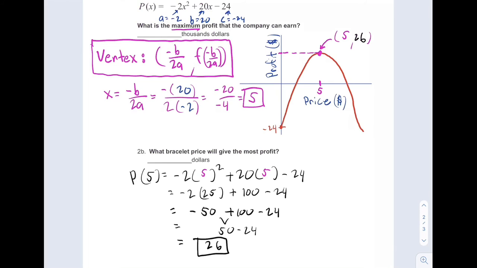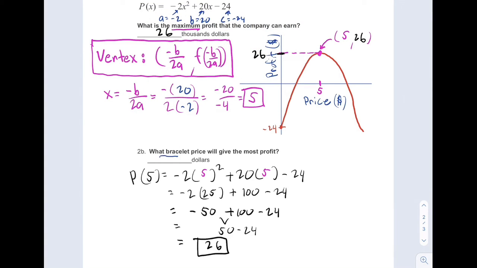Okay, so the y value of the vertex is 26 right there. So our profit, which is our height, is 26. And it's measured in thousands of dollars, so our profit is $26,000. That's the maximum. So whenever you see a maximum or minimum, find the vertex.